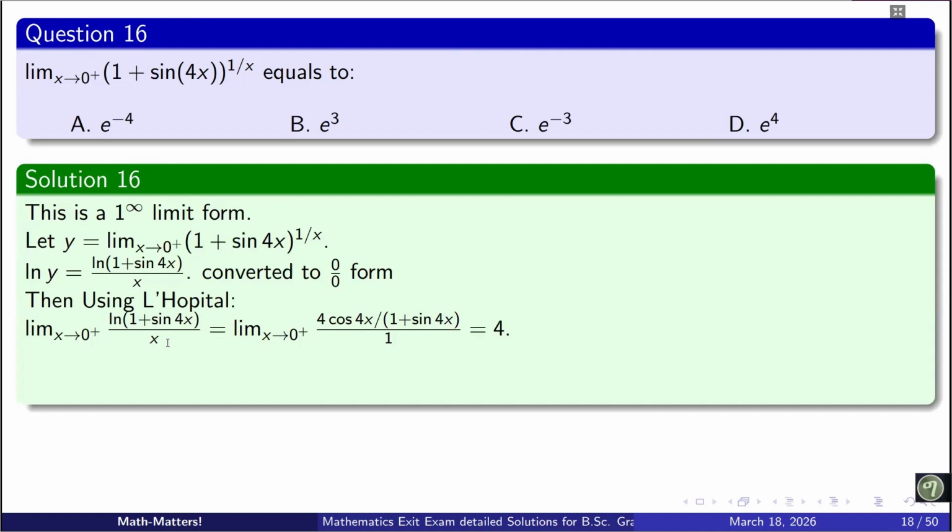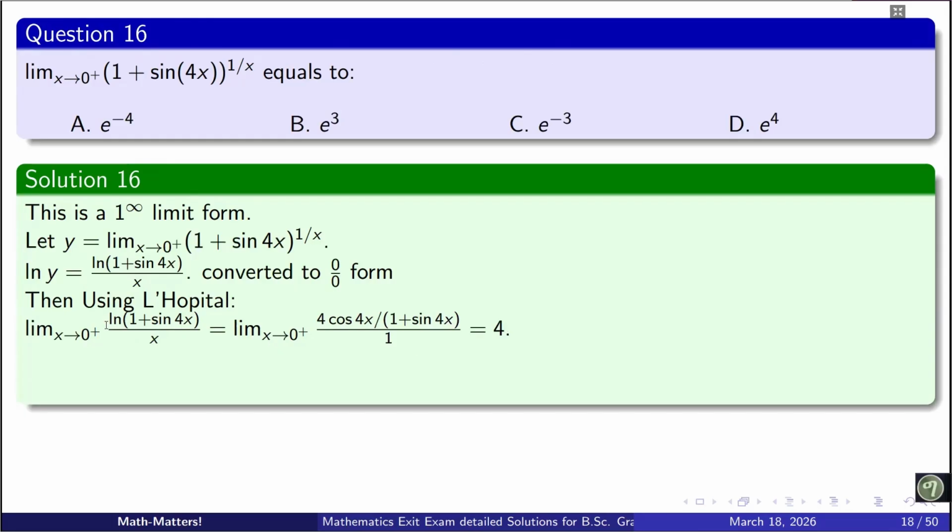So applying L'Hopital's rule, the limit of ln of (1 + sin 4x) over x as x approaches 0 from the right side is equal to the limit of the derivative of the numerator over the derivative of the denominator. The derivative of the numerator is 1 over (1 + sin 4x) times the derivative of 1 + sin 4x, which is cosine of 4x times 4. So we have 4 cos 4x over (1 + sin 4x), over 1, the derivative of the denominator x. So the limit of this rational function as x approaches 0 from the right side is 4.